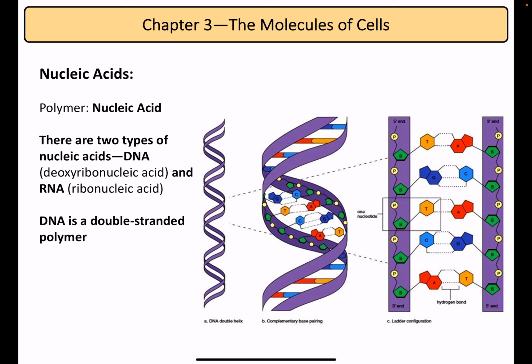Now, as with the other 2 classes, carbs and proteins, that have polymers, same thing for this class. If you put, say, 3 or more nucleotides together into a chain, it then becomes a nucleic acid. So a nucleic acid is a chain of nucleotides. There are just 2 types of nucleic acids, both very important.